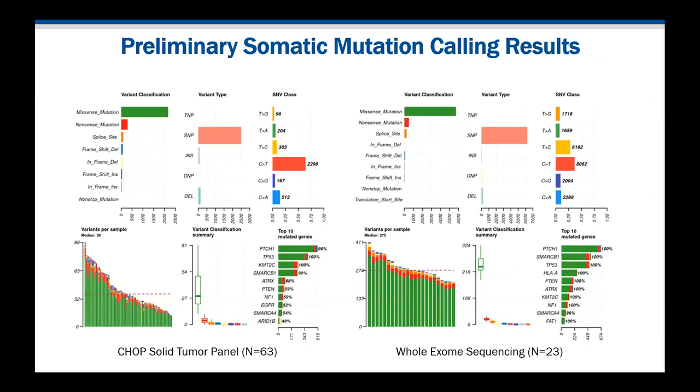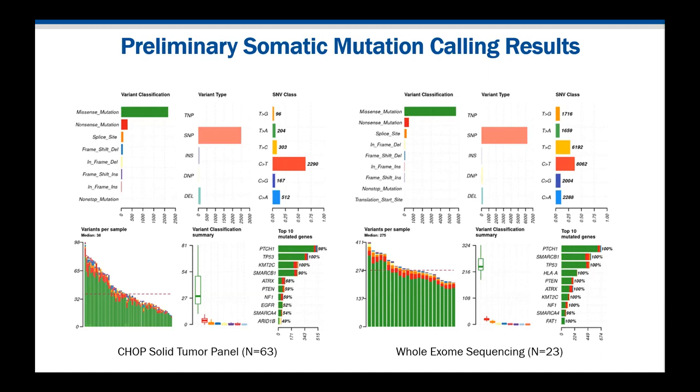Unfortunately, the pandemic hit, and that really set us back probably about a year or so. But we're in the process of working with CHOP to get these specimens sequenced. We're already getting some really interesting results. CHOP's solid tumor panel results are shown here on the left. Whole exome sequencing results are shown on the right. So some really interesting data are already coming to light.